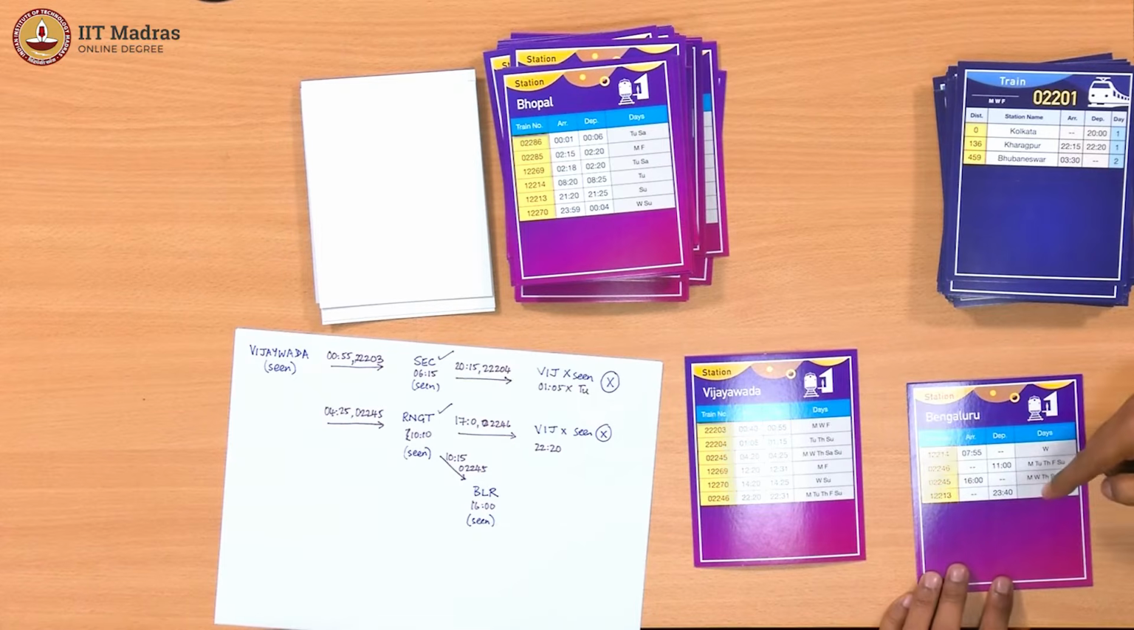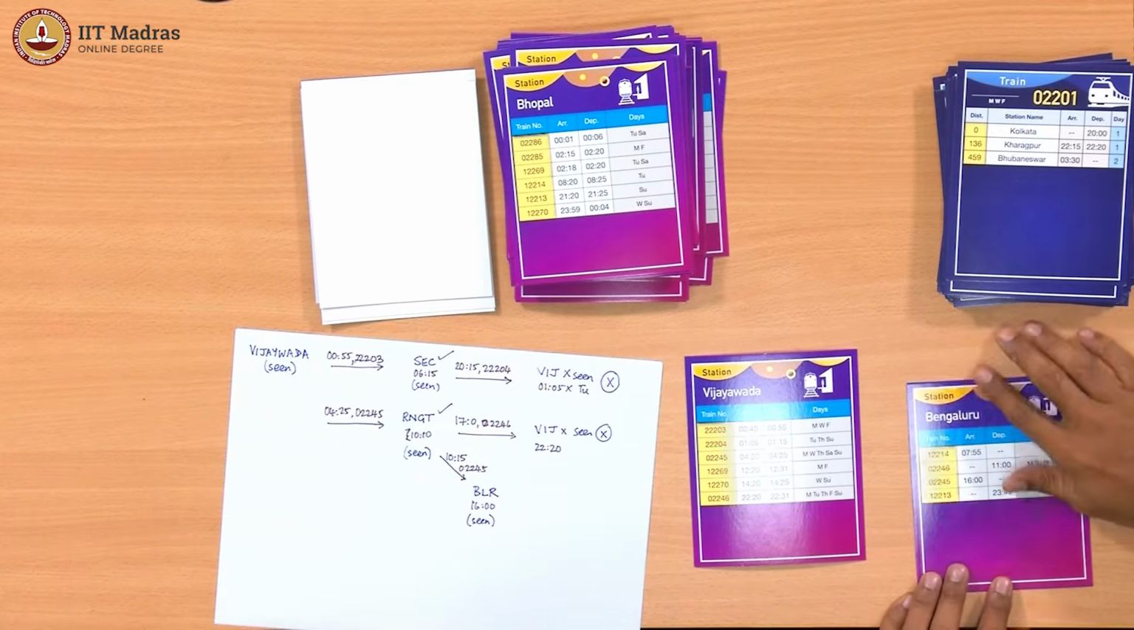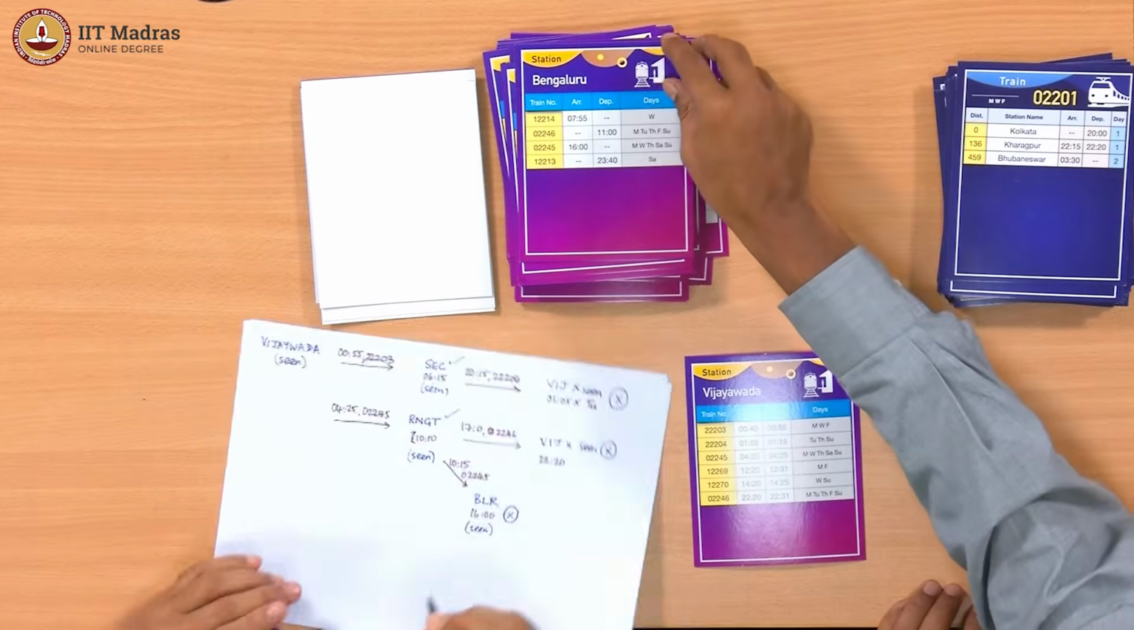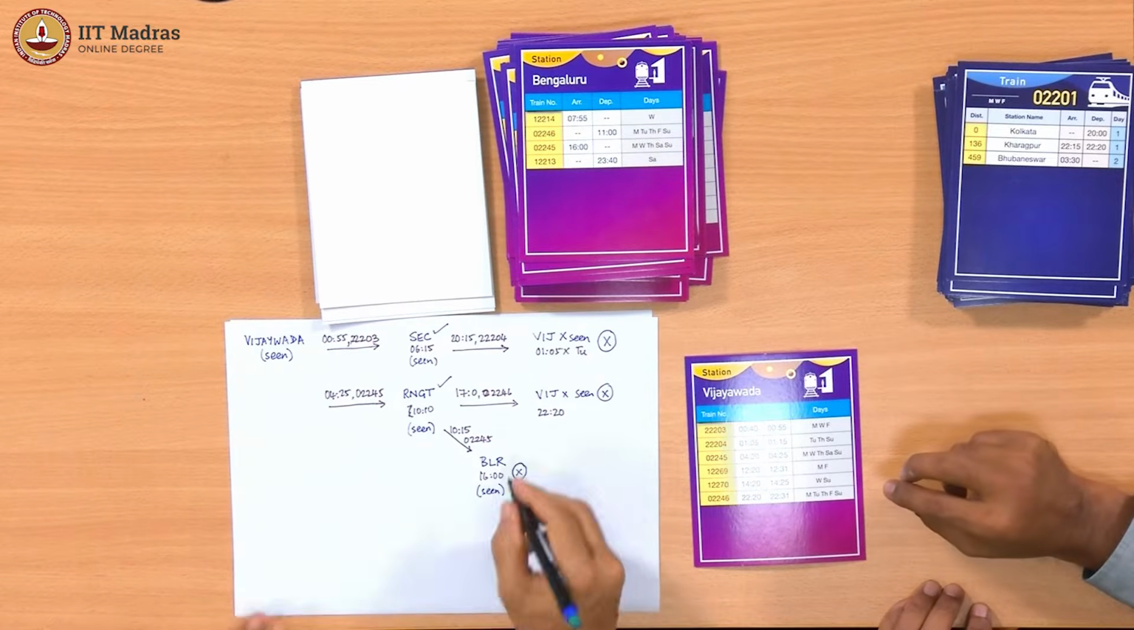I can Monday. There's nothing further to do. Bangalore. Okay, so this is also done. So Bangalore is over. So Bangalore is seen. First you enter Bangalore, you write seen. Then you finish Bangalore, you put a tick mark.